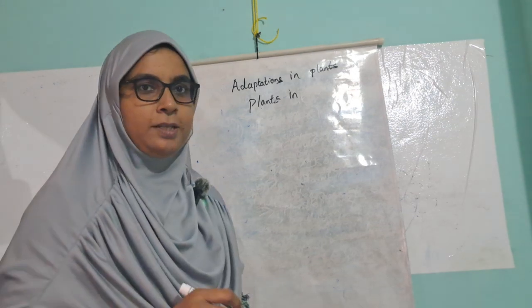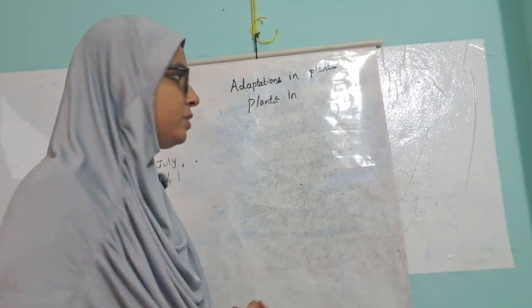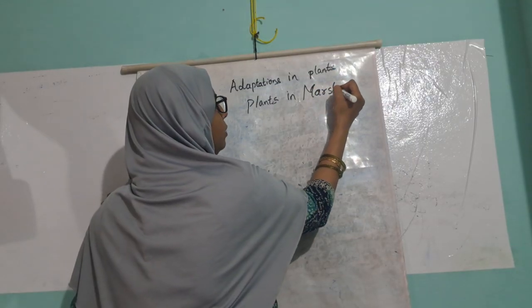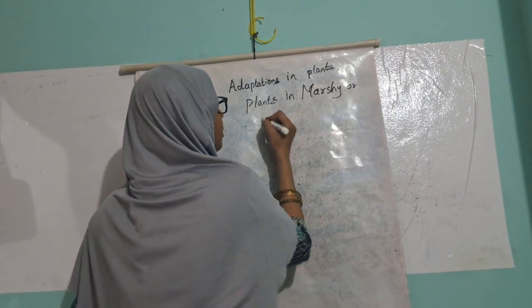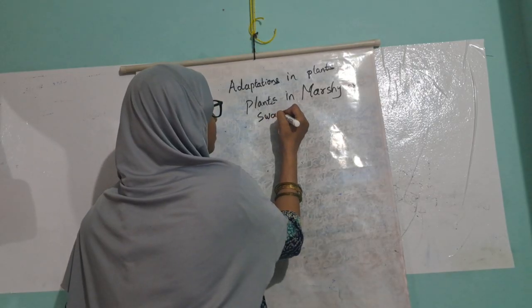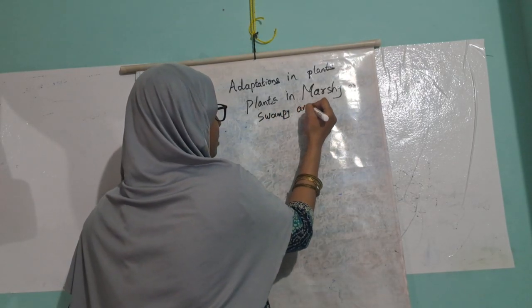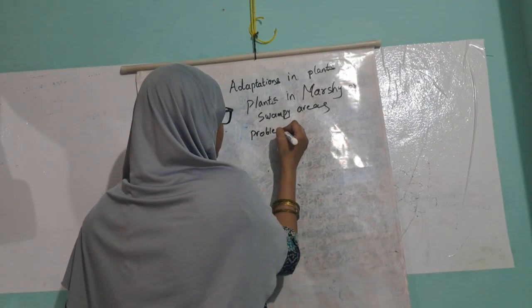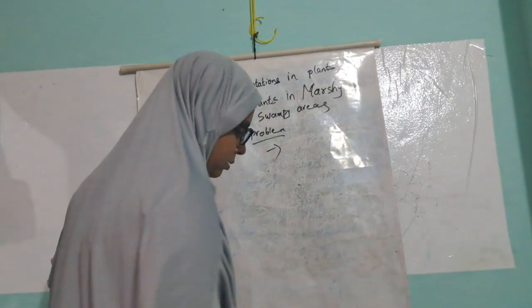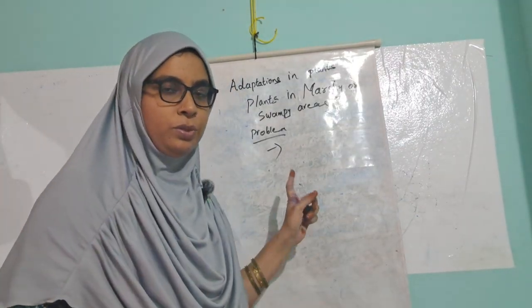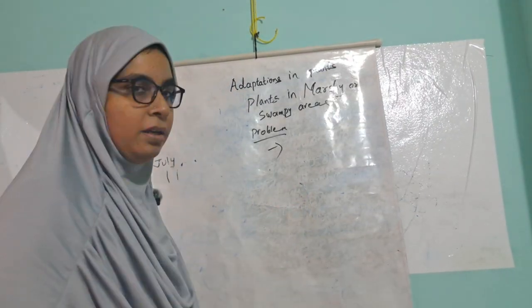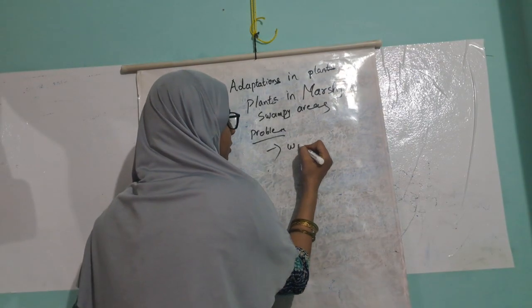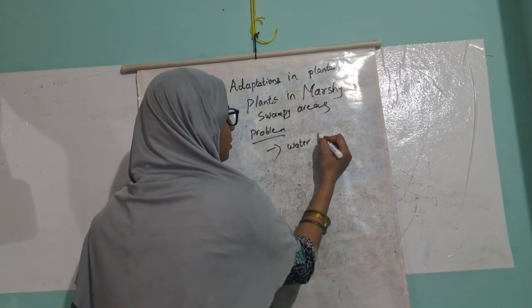So next is plants in marshy or swampy areas. Problems. So what are the problems in these areas? They have waterlogged soil.